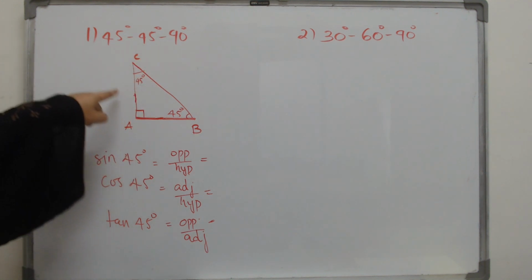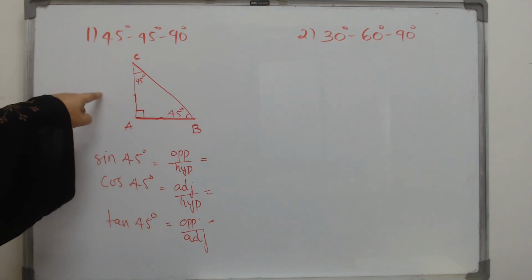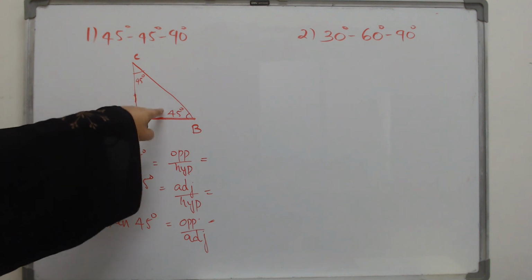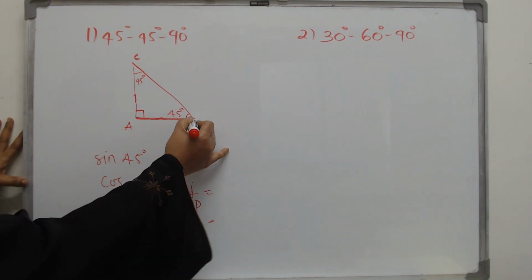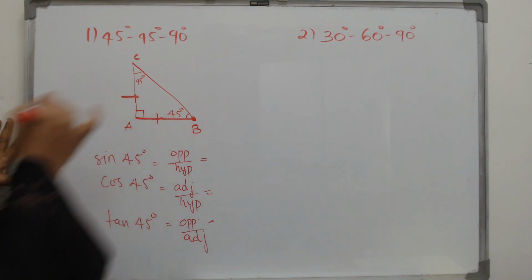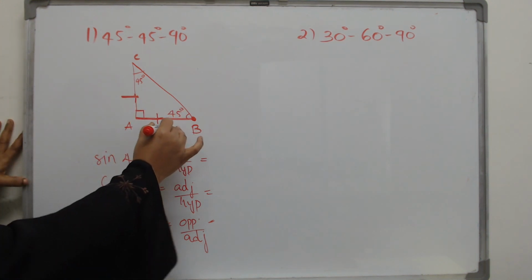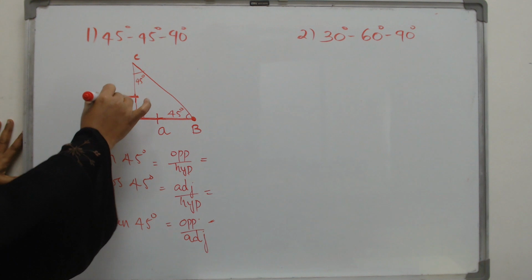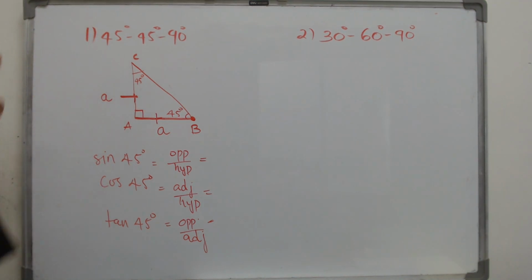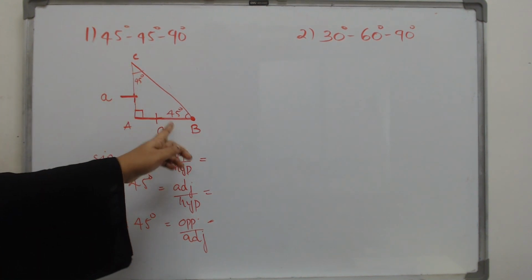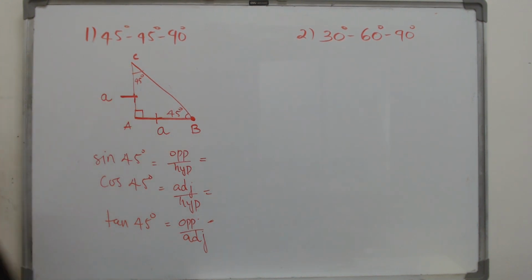So there we have our triangle. What do you see here? Two angles are equal. That means the sides opposite to equal angles are equal. That means if this is A units, this is also A units. Now what sort of a triangle is it? It is an isosceles right triangle, and the missing side is the hypotenuse, which is the largest side. That is what is missing.